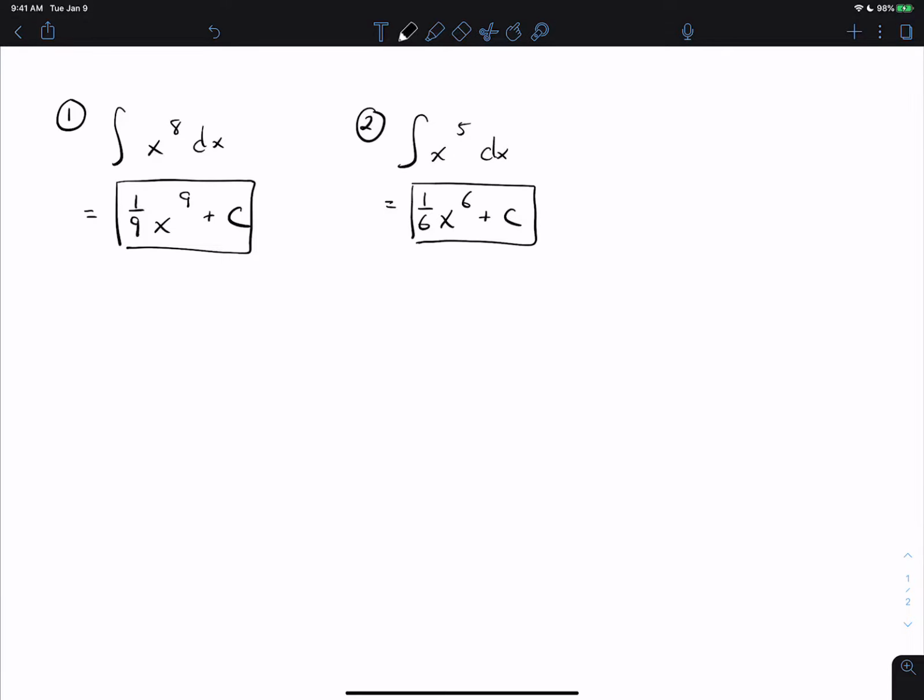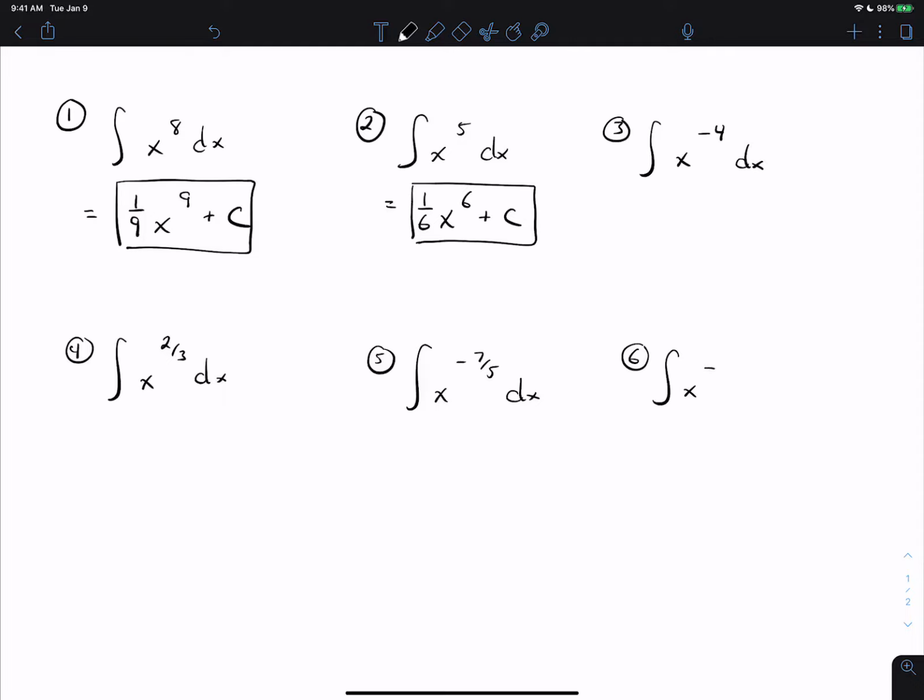Okay, this pattern works for just about any power function. A power function is when you have x to a number, so x to a power. X to the 8th works, x to the 5th works. If I have x to the negative 4th, x to the 2/3, x to the negative 7/5, and x to the negative 1.